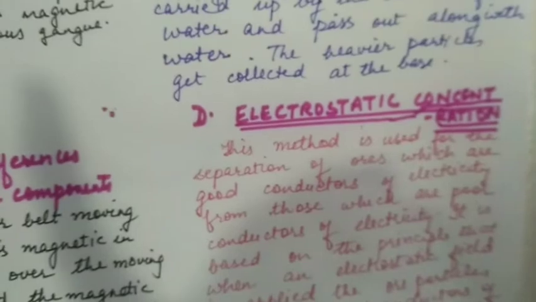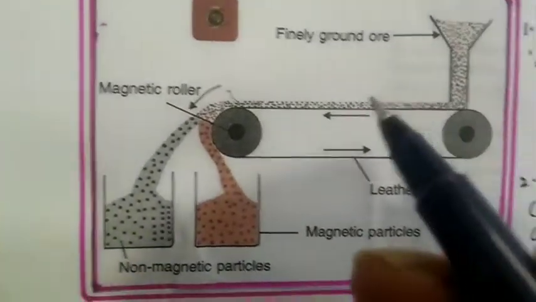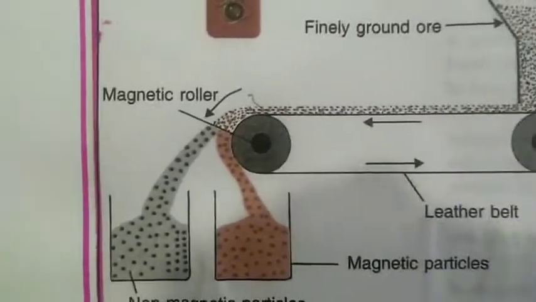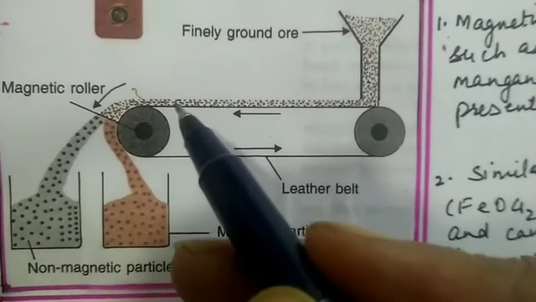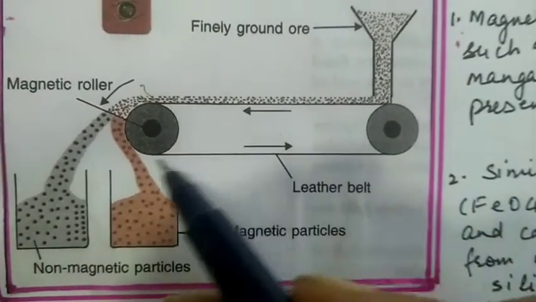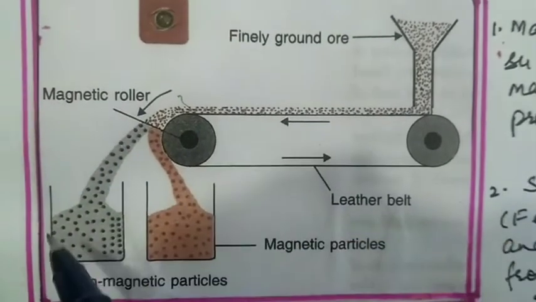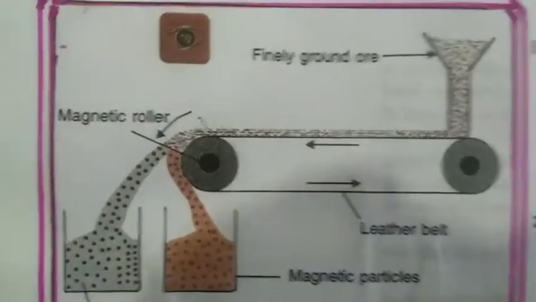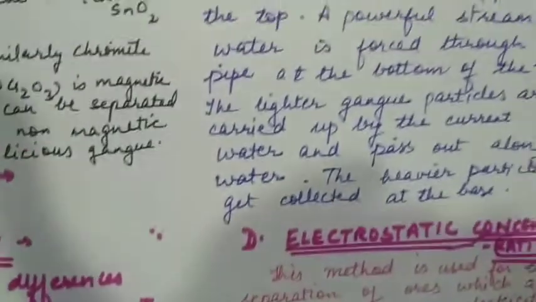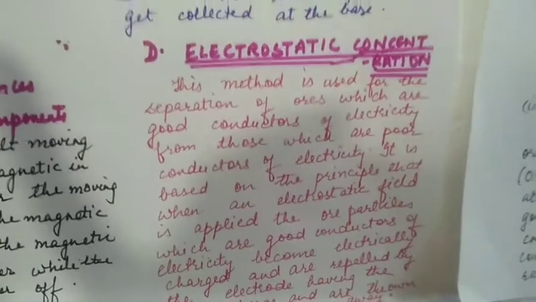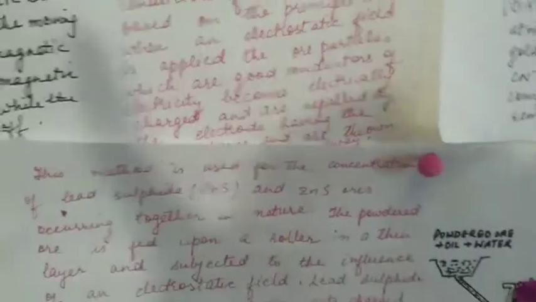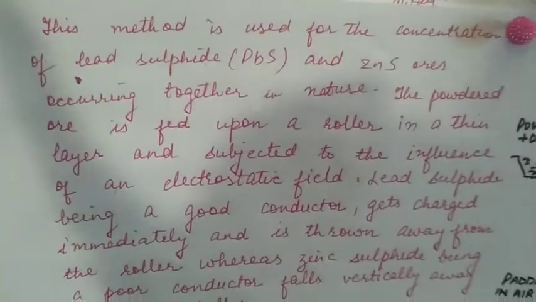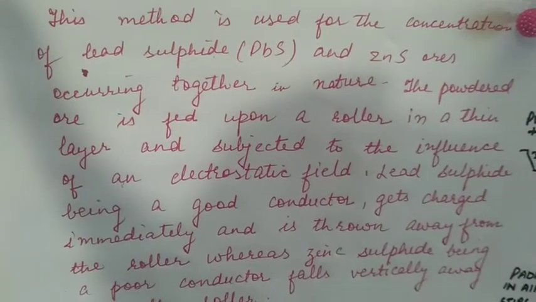Same principle we can also do electrostatic concentration. In this case, the ore will be one which can be charged using an electrostatic field. A thin layer is formed, and when it falls, the ore which is charged is repelled by the electrostatic field and falls further off, whereas the other ore falls naturally down and forms separate heaps. So this method is called electrostatic concentration. This method is used for concentration of lead sulfide and zinc sulfide ores occurring together in nature.